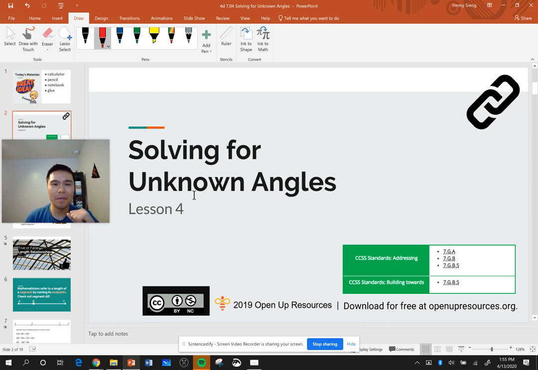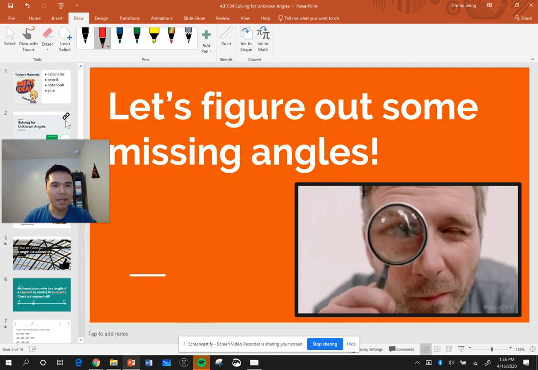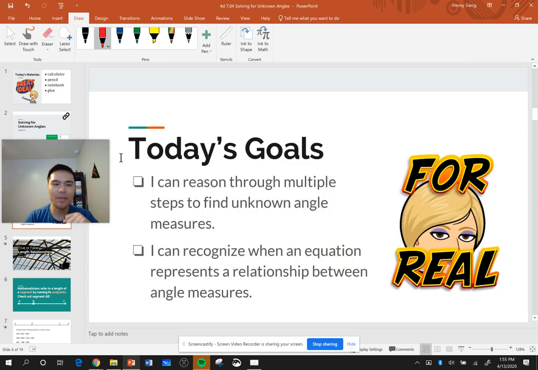Today's lesson is solving for unknown angles. Let's get started, okay? We're going to find out some missing angles, looking at different shapes and different situations. Hopefully it'll just be a couple of problems. We'll try to get through this quick. So today's goal, say hi to Karen over there.